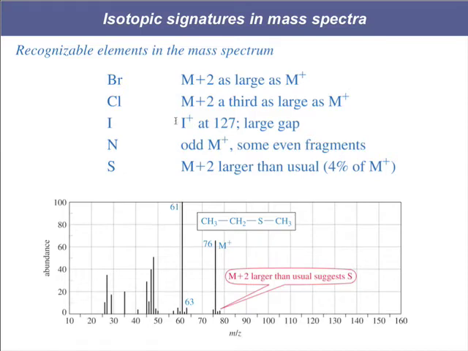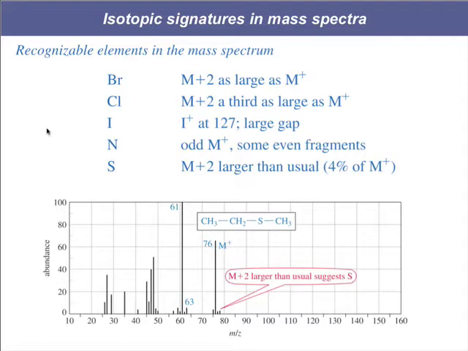If you've got an iodine on your molecule, it will fragment at the iodine, and you'll be missing a large molecular weight from your parent. That missing mass will be 127.